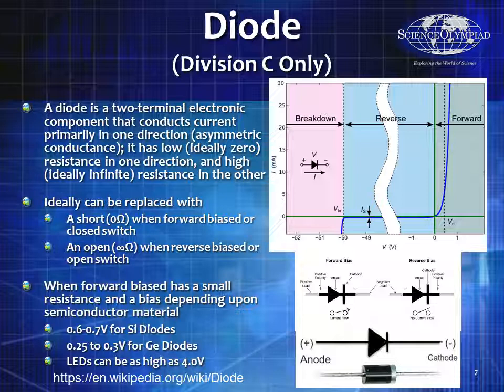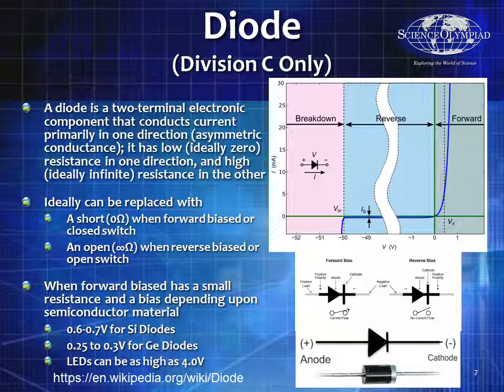It has low, ideally zero resistance, or a short, in one direction, and high, ideally infinite resistance, or open, in the other direction. So an ideal diode is a short when it's forward biased, or closed, or turned on. It is an open when reverse biased, an open switch, or turned off. Now keep in mind real diodes have a very small resistance depending on their semiconductor material, and they also tend to have what is called a forward bias voltage. It's usually about 0.6 to 0.7 volts for silicon diodes, and 0.25 to 0.3 for germanium diodes. Keep in mind some LEDs can be as high as about 4 volts.